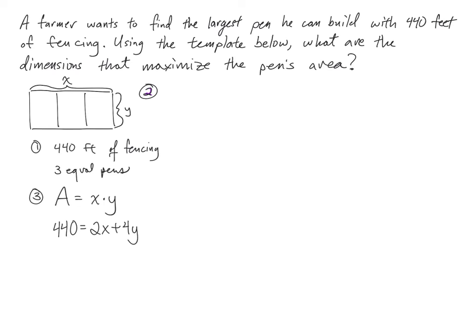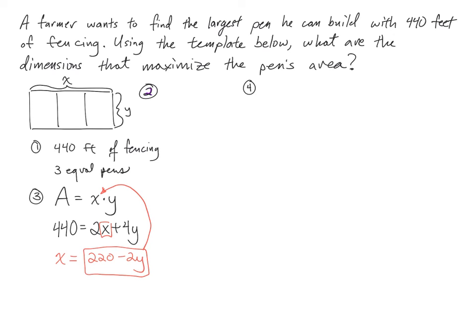I'm going to solve this for X, because if you solve this for Y, eventually you'll have to divide by 4. And that means you'd end up with a fraction. And I want to avoid fractions as much as you want to avoid fractions. So if we solve this for X, we can divide everything by 2. And we can see that X would equal 220 minus 2Y. Then I can substitute that right back in for X. And then we can start talking about the domain and finding the derivative.